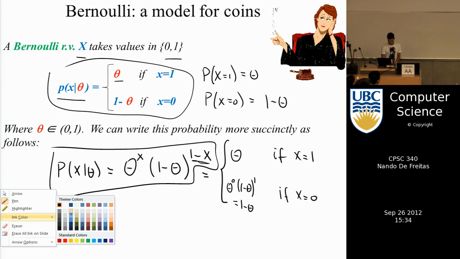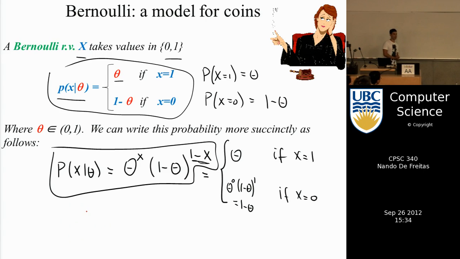x can only be 0 or 1? That's correct. For this class and the next few classes, our variable is something that can only be true or false. And then we will generalize this. But we need to learn how to do true-false first.